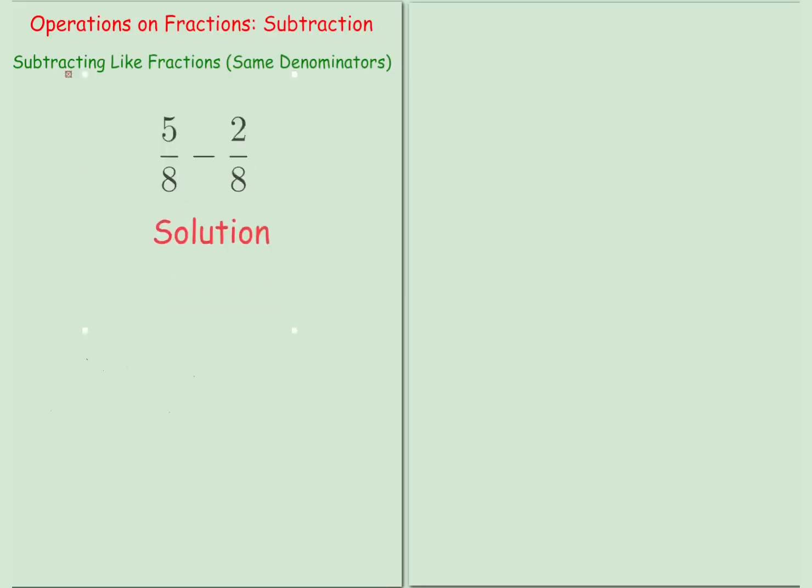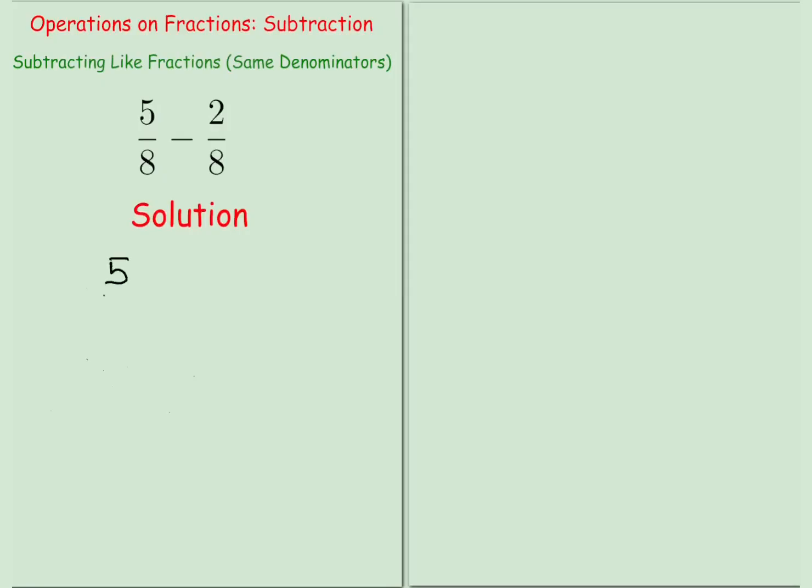Let's take this as an example. We have 5 over 8 minus 2 over 8. As you can see, they all have the same denominators. That makes them like fractions. So all we do is we write our 8. That is the common denominator. And then you just subtract your 2 from your 5, which then gives you a 3 over 8.